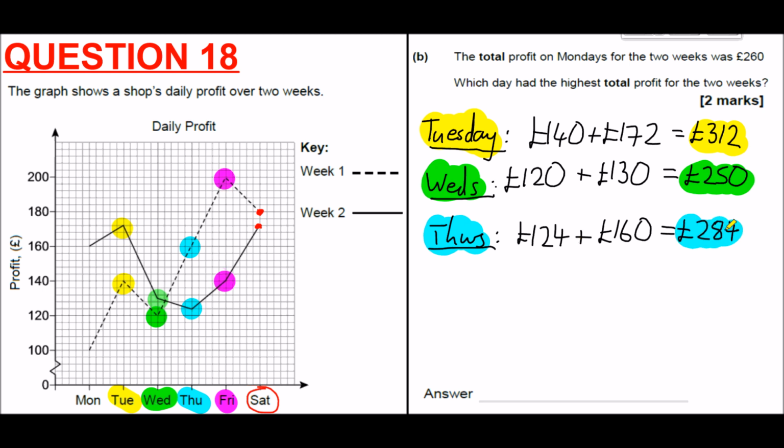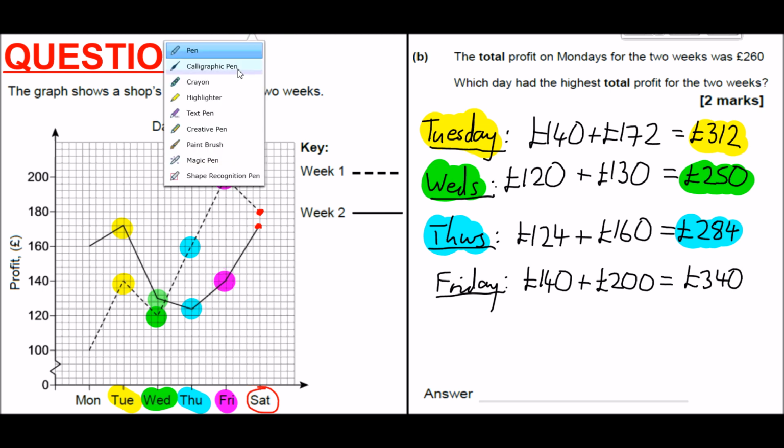Let's have a look next at Friday. So Friday for week 1, that's £140. And week 2, the profit's massive, look. For week 2, so I've got my lines mixed up. This one here is week 1 actually. So for week 1, well the second one anyway, that profit comes high all the way up to 200. So 140 plus 200 is 340. So Friday's now in the lead.